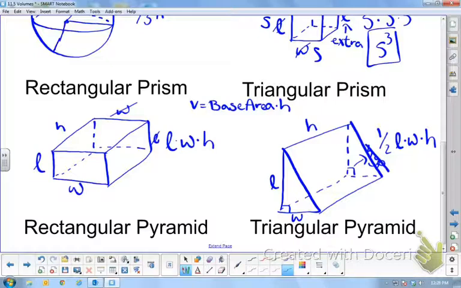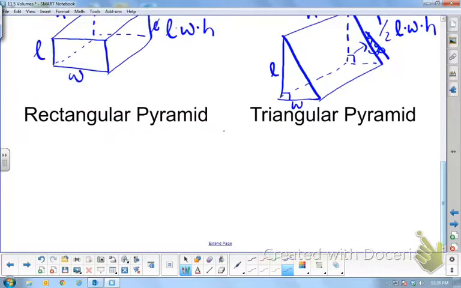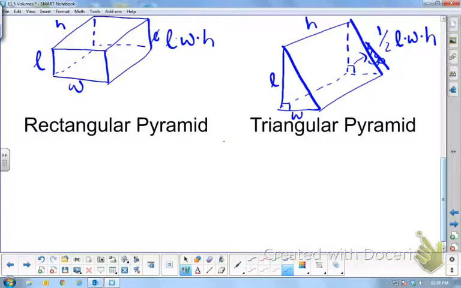Our last two shapes today are a rectangular pyramid and a triangular pyramid. They're similar to prisms in that they start with a certain base shape. A rectangular pyramid will start with a rectangle, just like a rectangular prism started with a rectangle. This time we want to tilt our rectangle as we draw it.